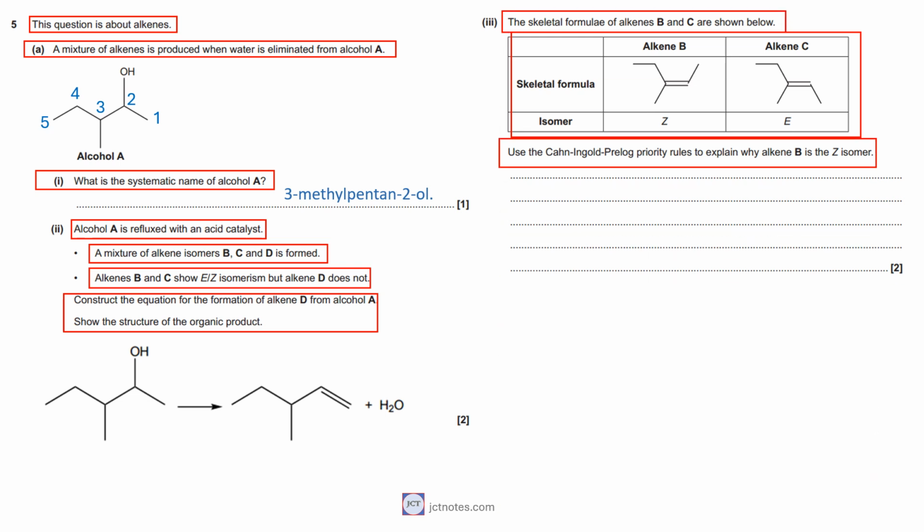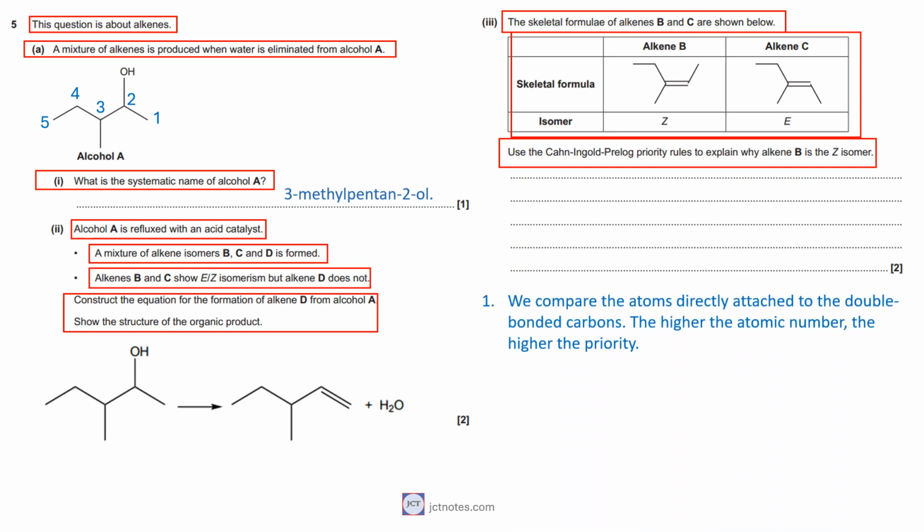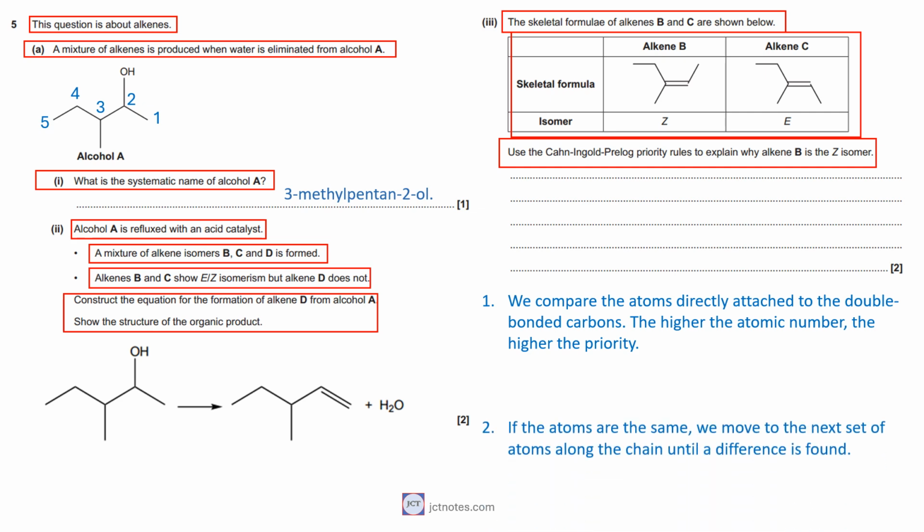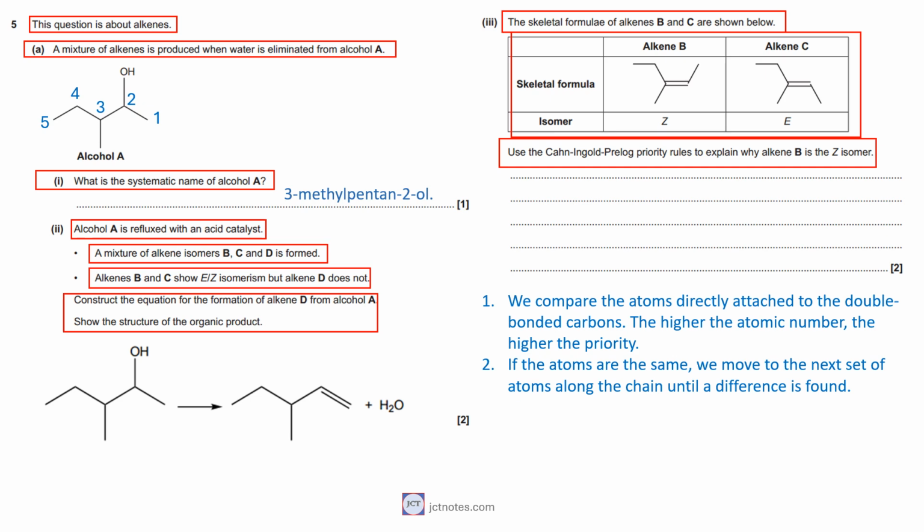In question 3, we are given the skeletal formulae of alkenes B and C and asked to use the Cahn-Ingold-Prelog priority rules to explain why alkene B is the Z isomer. The Cahn-Ingold-Prelog priority rules are: first, we compare the atoms directly attached to the double-bonded carbons. The higher the atomic number, the higher the priority. For example, carbon has priority over hydrogen.